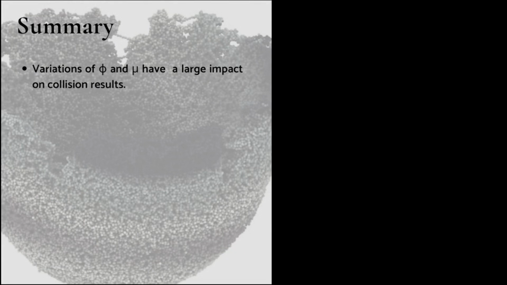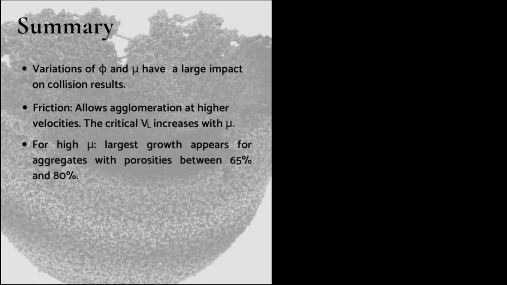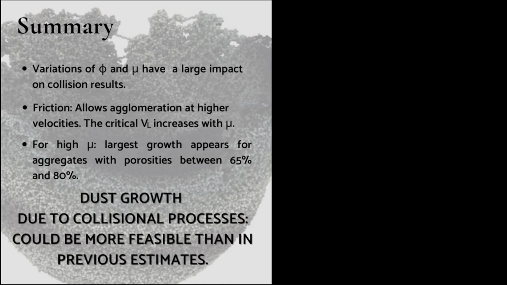Well, some conclusions of our work are: variation of filling factor and mass ratio have a large impact on collision results. The incorporation of friction in our model allows agglomeration at higher velocities. The critical velocity VL increases with the mass ratio. And for high mass ratio, the largest growth appears for aggregates with porosities between 65 and 80%. So, growth due to collisional processes could be more feasible than in previous estimates.